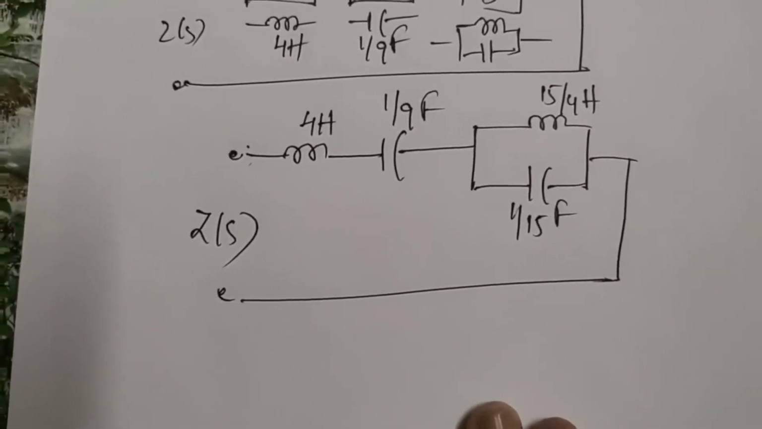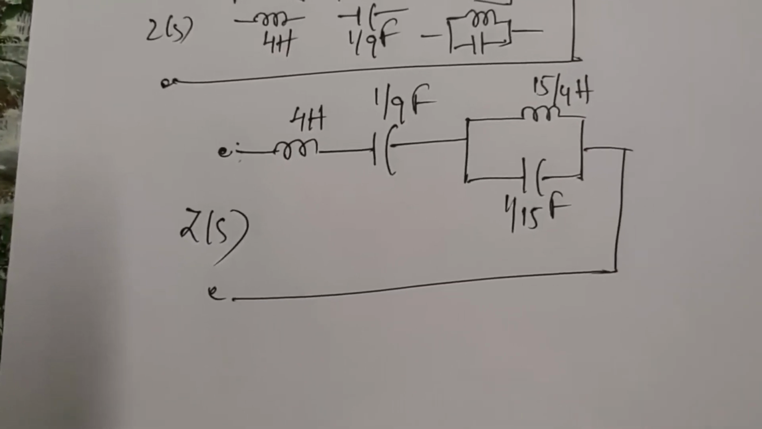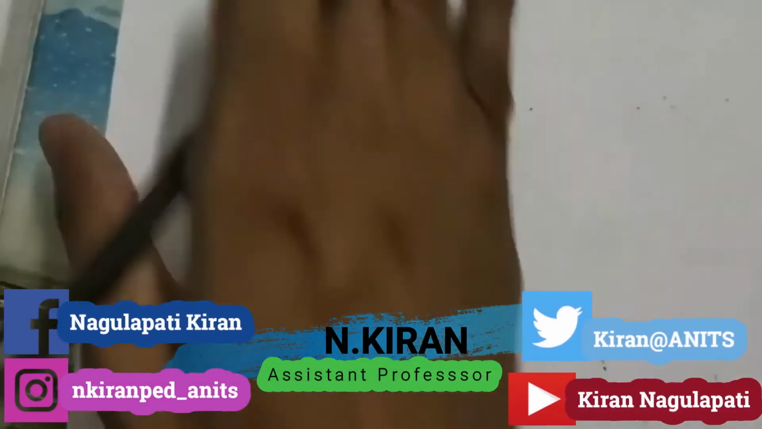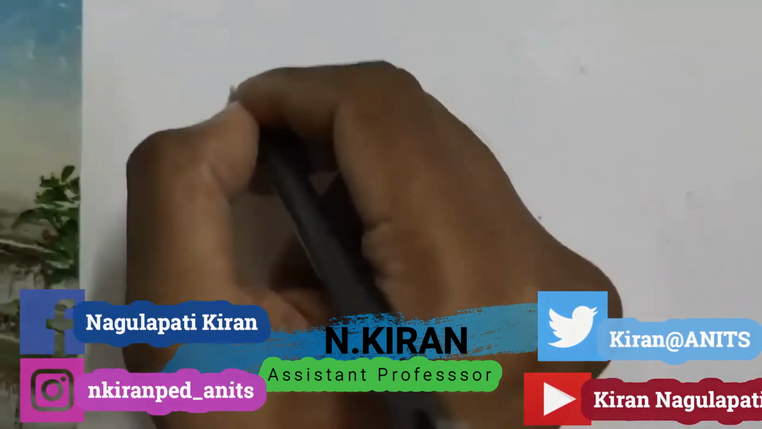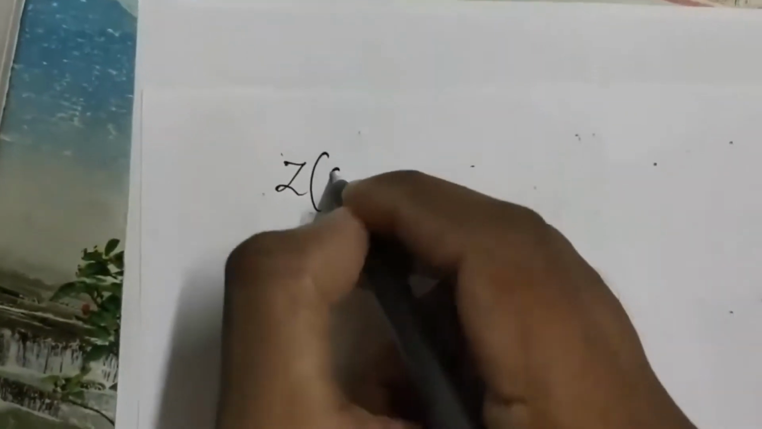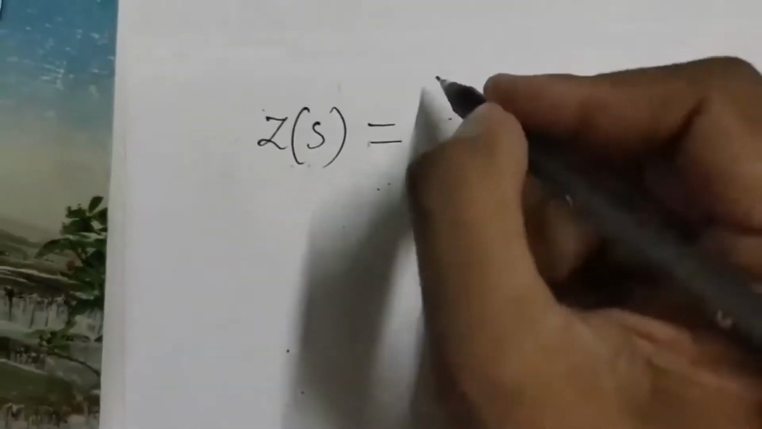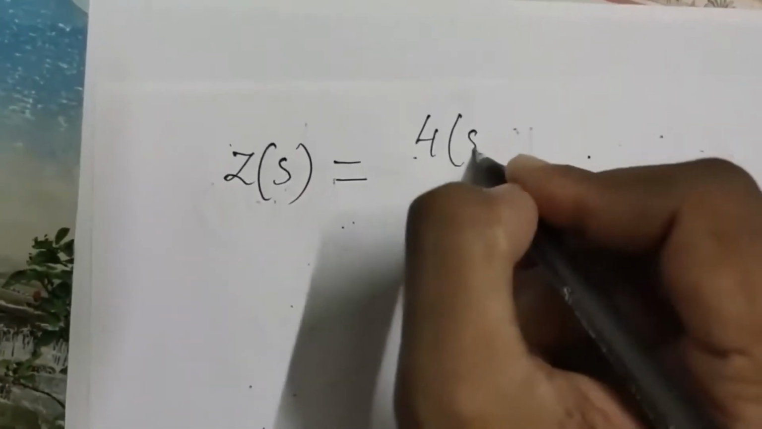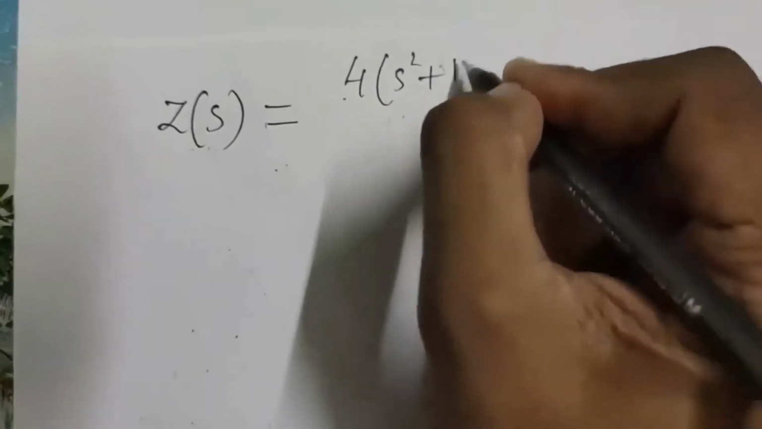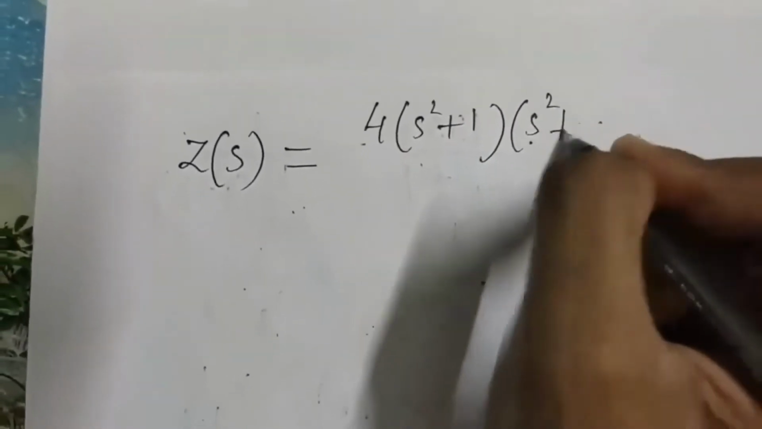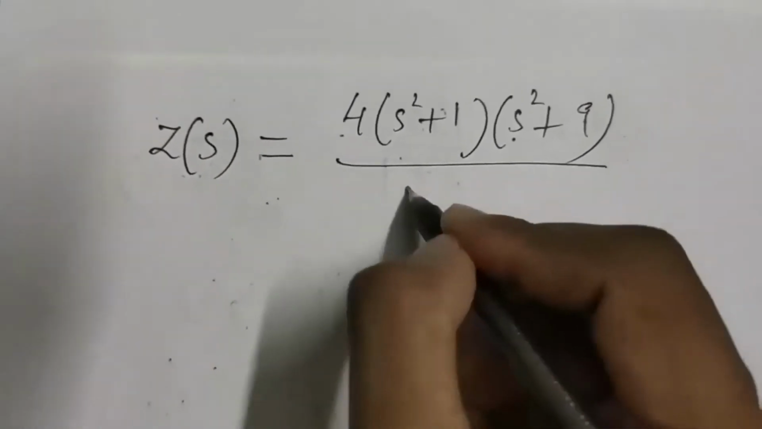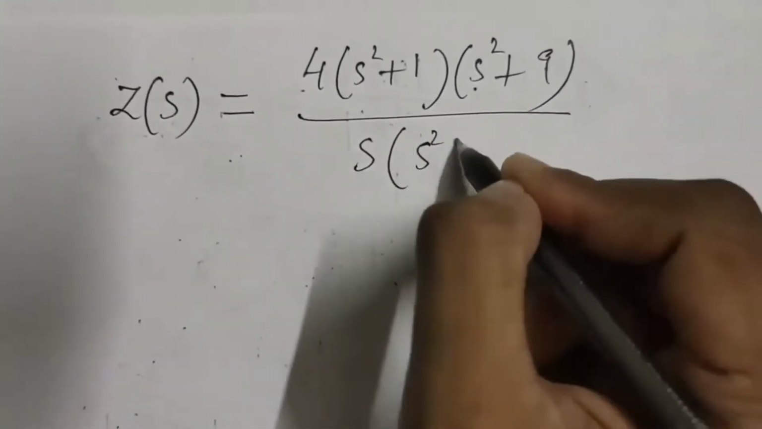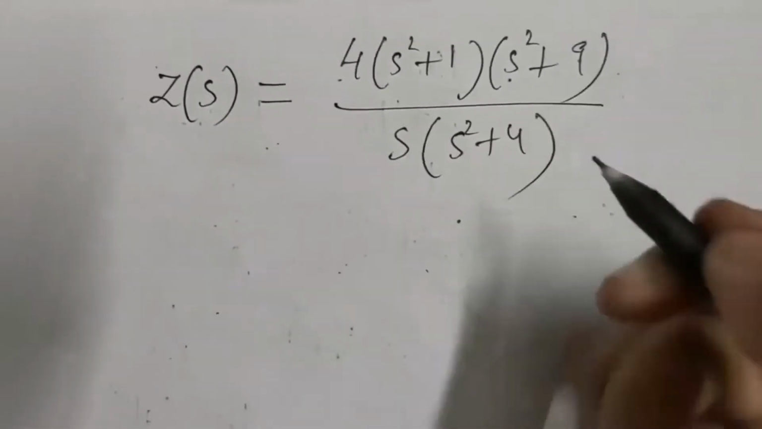So then a second method is Foster second form. Let me write first the expression given. Z of S is equal to 4 into (S square plus 1) into (S square plus 9) divided by S into (S square plus 4).